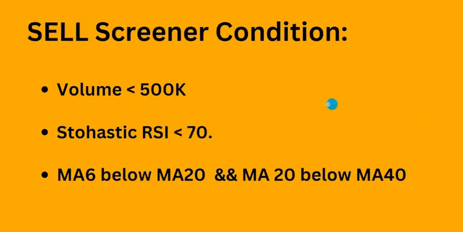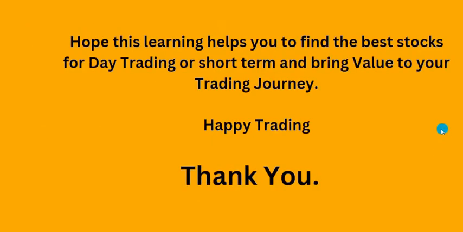And the sell screener conditions are volume has to be greater than 500k. Volume has to be more for both the screeners, both buy and sell. So volume has to be, here typing mistake, volume has to be greater than 500k, that is 5 lakhs. Stochastic RSI is less than 70. Moving average 6 is below moving average 20. And moving average 20 is below moving average 40.